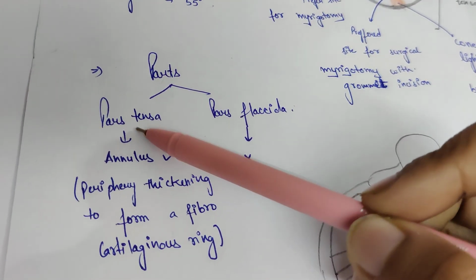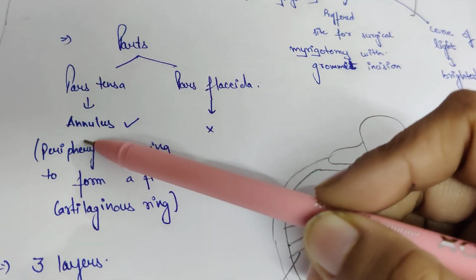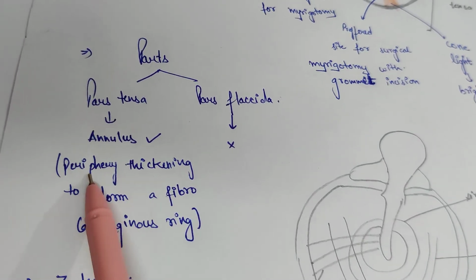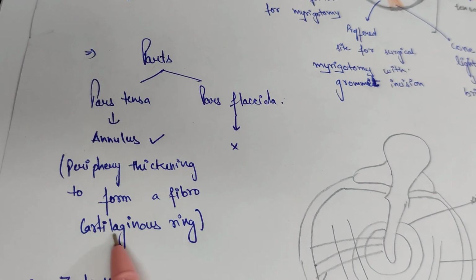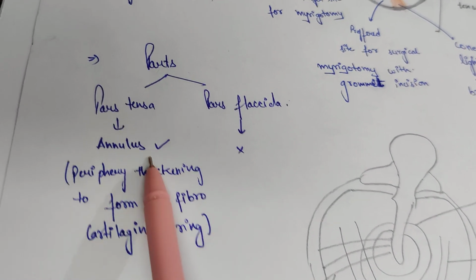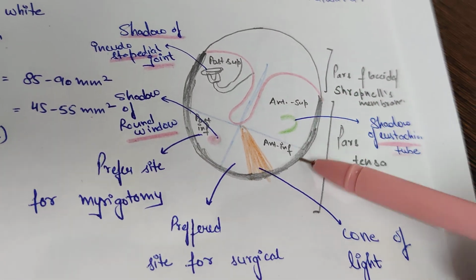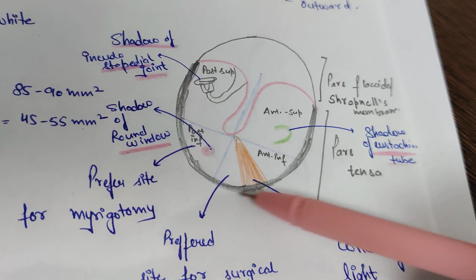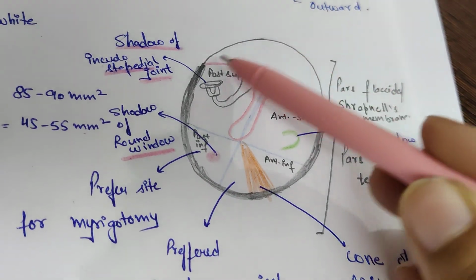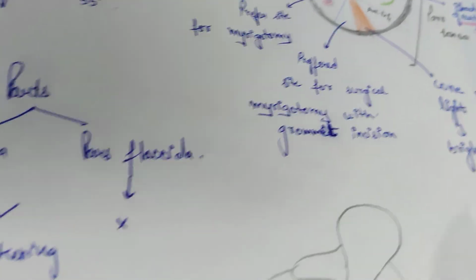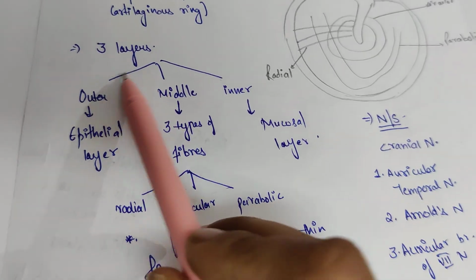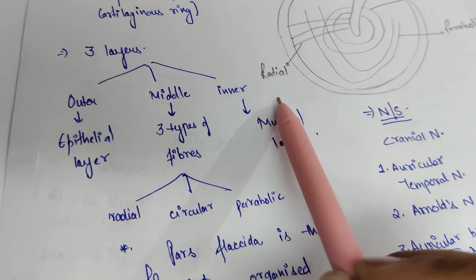Pars tensa, a unique point of this is the annulus. Thickening of the periphery to form a fibrocartilaginous ring is present in the pars tensa, not in the pars flaccida. So in this we can see it's pars tensa where the annulus is there, this thickening, and not seen in the pars flaccida. So next, we have three layers basically: outer, middle and inner.